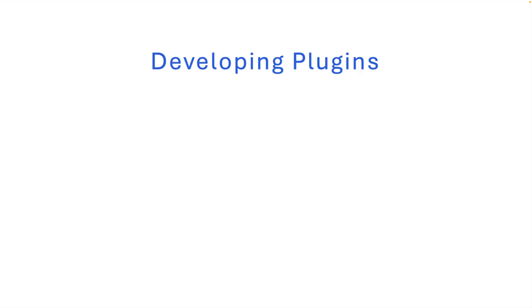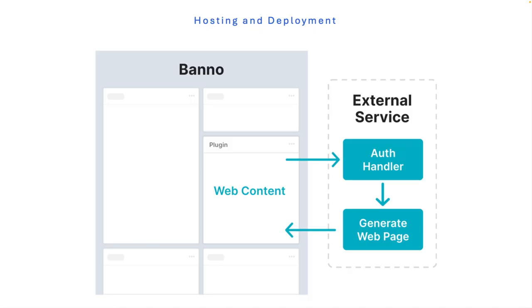Now let's shift gears and talk about considerations you should make when developing your plugin. Plugins are hosted in your own public-facing web server and displayed to the user in Banno's UI when necessary. Public-facing means that the web server must be accessible via the internet and cannot require the user to be on a specific network or VPN.